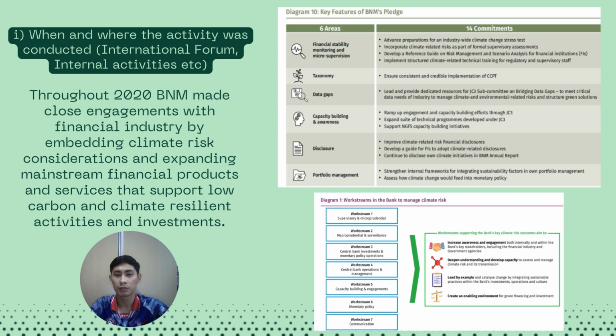Workstream 1, supervisory and microprudential. Workstream 2, macroprudential and surveillance. Workstream 3, central bank investment and monetary policy operation. Workstream 4, central bank operation and management. Workstream 5, capacity building and engagement. Workstream 6, monetary policy. And workstream 7 is communication.